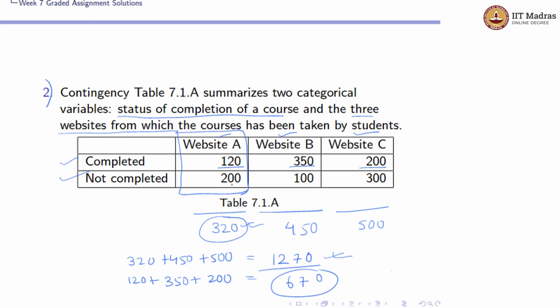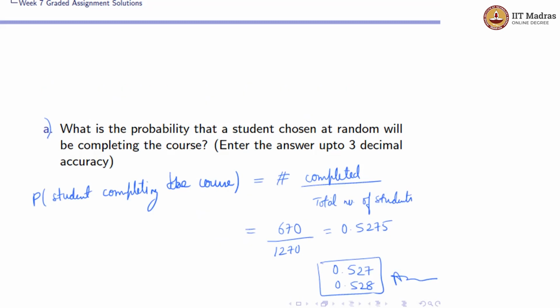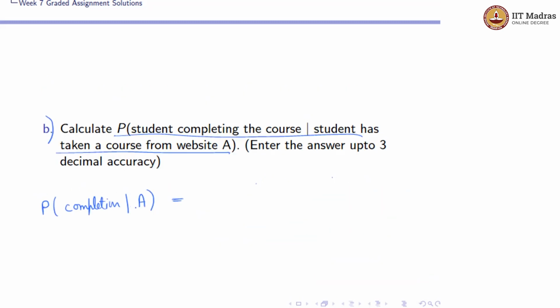This is a restricted sample space, and from there we can see that the number of students who have completed the course is 120, and the total number of students who were enrolled in the course from website A is 320. So what we can write here is the probability of completion. How many students have completed the course who have taken a course from website A? That is 120, and the total number of students enrolled in the course was 320. So it will be cancelled out, and this is 3 divided by 8, which is nothing but 0.375. So this is your correct answer.